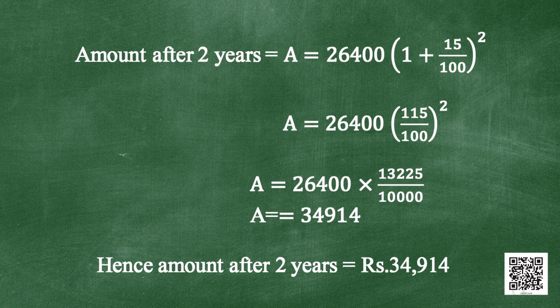So upon simplifying this, we get A is equal to 34,914. Hence, the amount after 2 years is rupees 34,914. Students, now let's try to find the simple interest for the remaining 4 months, that is nothing but 1 over 3 years, with the above amount as the principal. Make a note that your time period must always be in years.